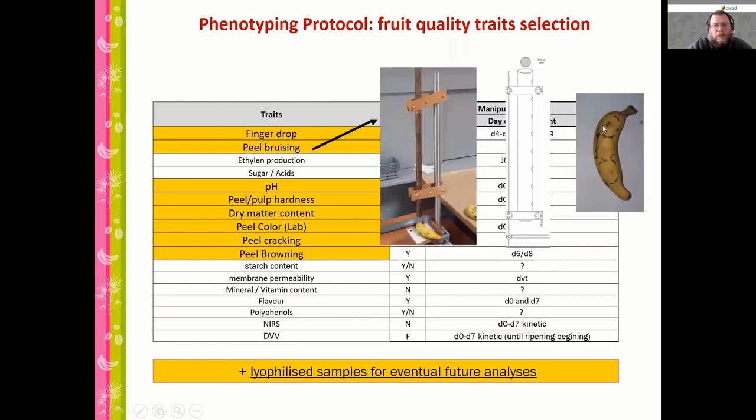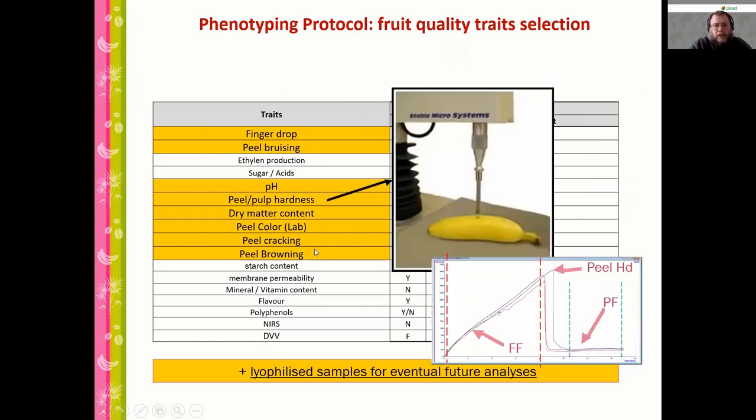The peel bruising is a reaction of the peel after shock. As you can see, you have some bruising, some browning of the peel, but it's made by an impact. And we test it with a device developed by Christophe Bigot when he was in the French West Indies. If you want more details, we can talk about it later.